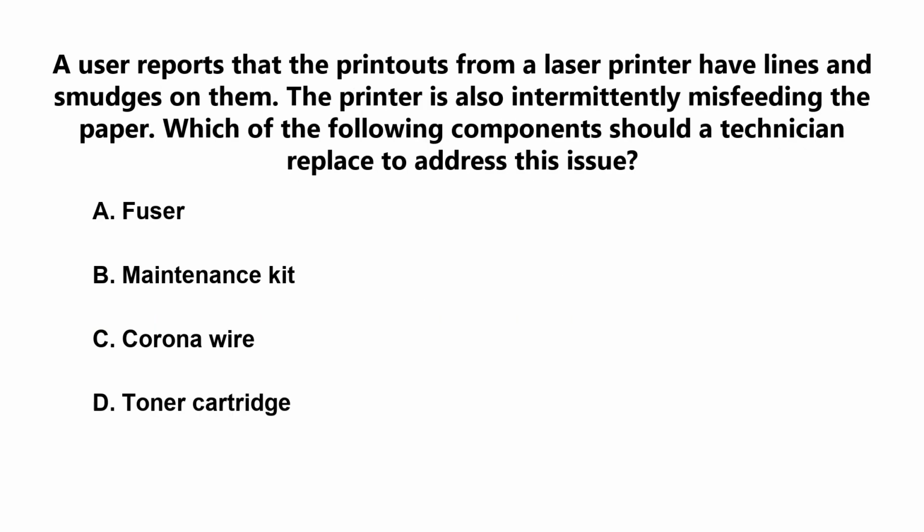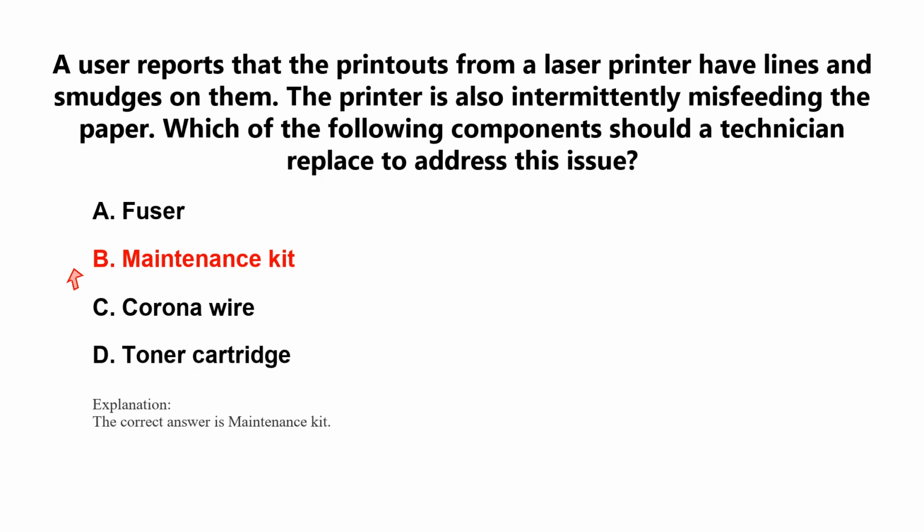Question 9. A user reports that the printouts from a laser printer have lines and smudges on them. The printer is also intermittently misfeeding the paper. Which of the following components should a technician replace to address this issue? Option A. Fuser. Option B. Maintenance kit. Option C. Corona wire. Option D. Toner cartridge. The correct answer is option B, maintenance kit.